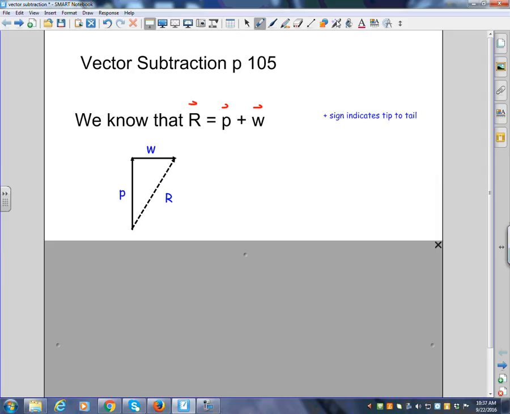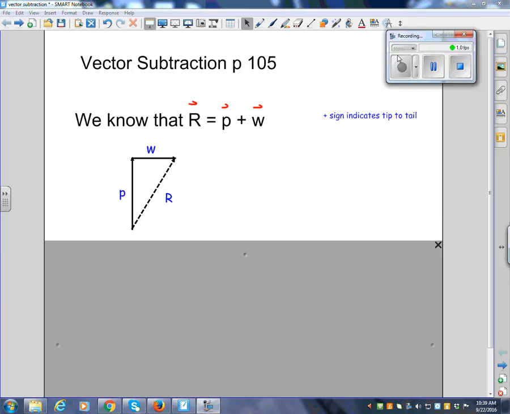We know that the resultant is equal to the plane vector plus the wind vector. And if you were to add them, you would place them in a tip-to-tail fashion, right? The resultant is from where you start to where you end, right? And the plus sign right here indicates tip-to-tail. Okay, so when we add vectors, Renee, we place them? Tip-to-tail. Excellent.